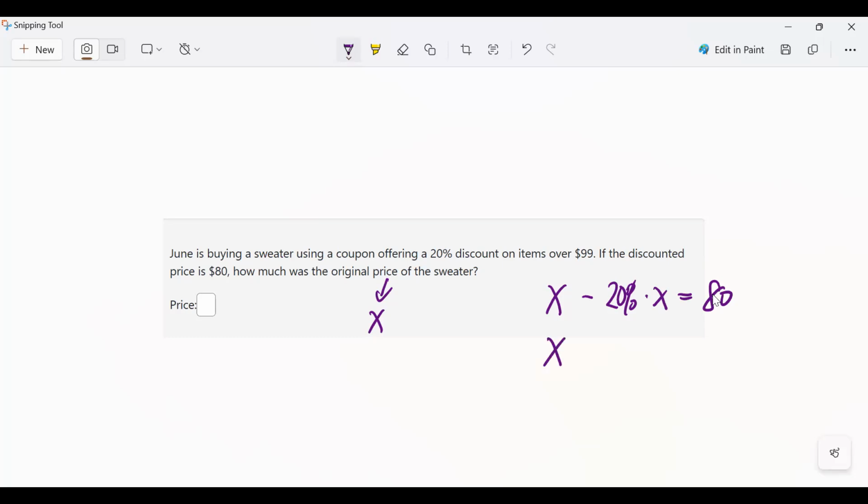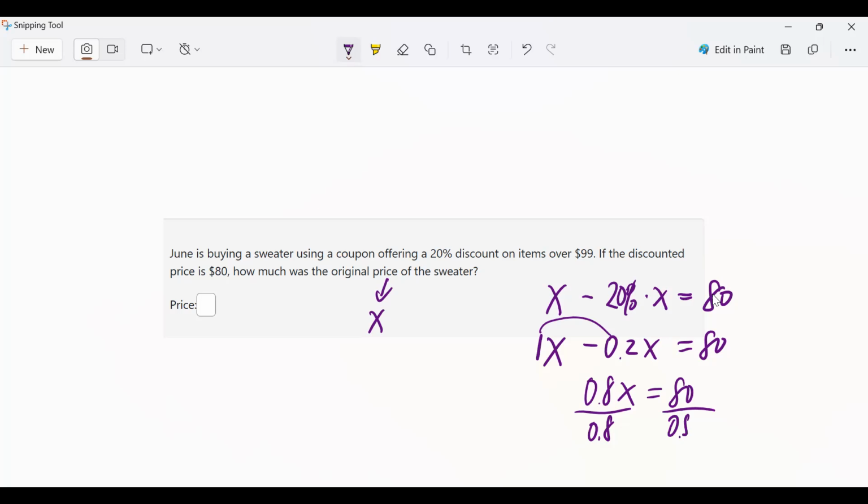X minus 20% of X, that's 0.2x, equals 80. This is 1x minus 0.2x. 1 minus 0.2 is 0.8, and that's equal to 80. From there, we just divide both sides of the equation by 0.8. Cancel 0.8. This is by itself. So you get 80 divided by 0.8.